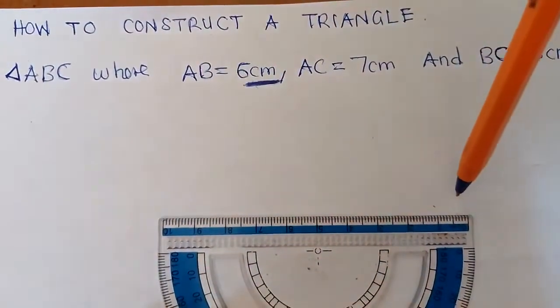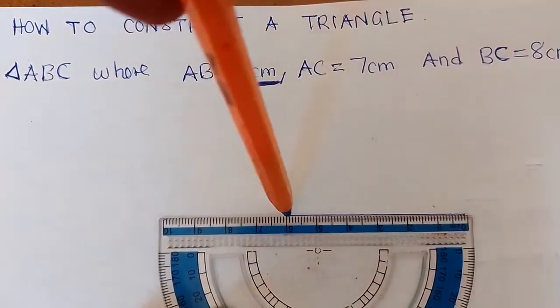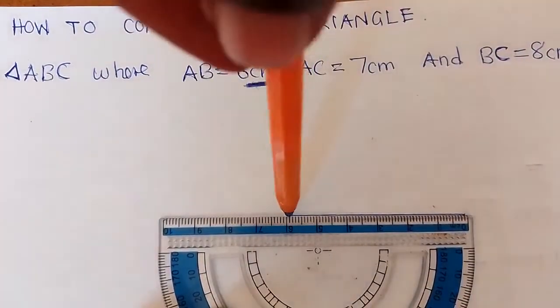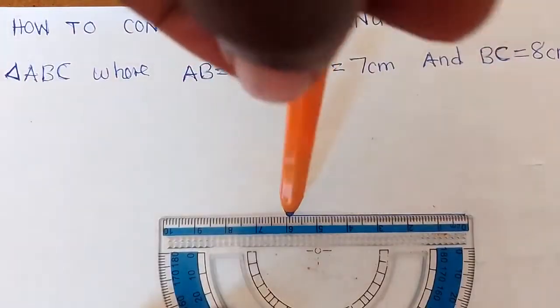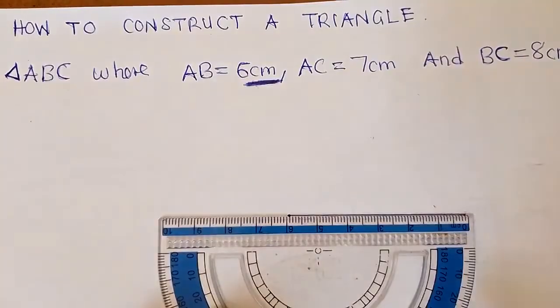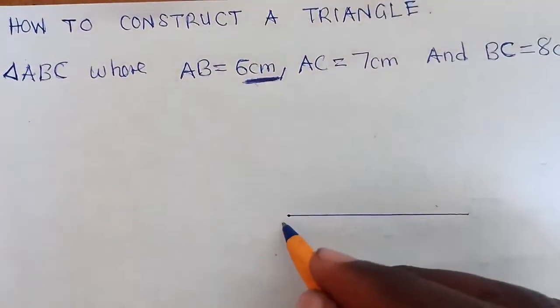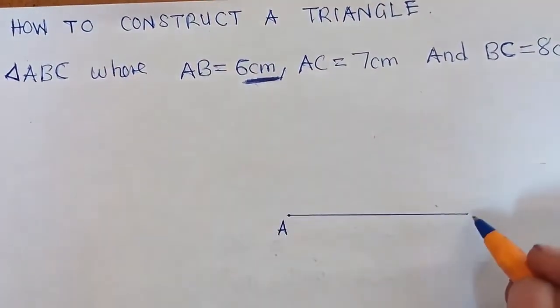From here like this up to here. Have you seen? This is where the 6 centimeters is. This is 6 centimeters, 0 up to 6. Have you seen? This is 6 centimeters. Then I'm told that this is AB.